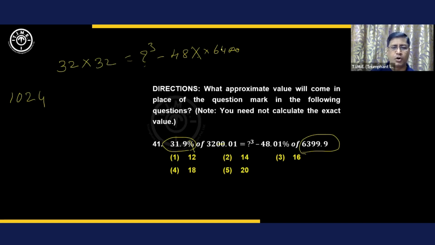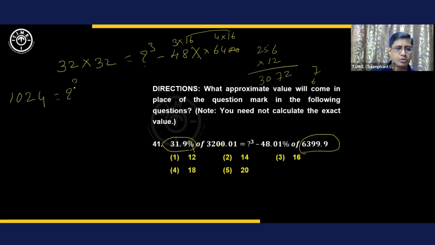48 into 64. Dear students, if you observe, this is 3 into 16 and here it is 4 into 16. 16 into 16 is equal to 256. 3 into 4 is equal to 12. Now just observe the product. 6 times 12, 72. 60 plus 7, 67. And 24 plus 6, that is 30. Now what is the result here?